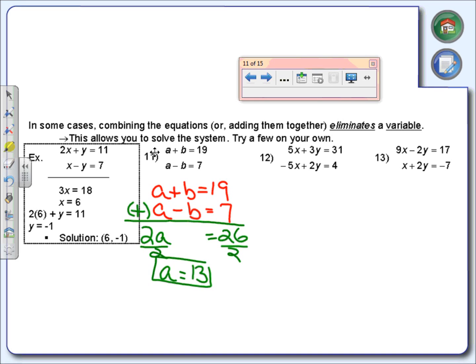But if I want to find out what B is, how do I find out what B is? Plug it in. Take the 13, plug it in for one of these A's. It's your choice. I think I'm going to use the first equation. I'm going to replace the A with a 13. And I'm going to solve for B, which means I'm going to need to subtract. So 19 minus 13 is what?